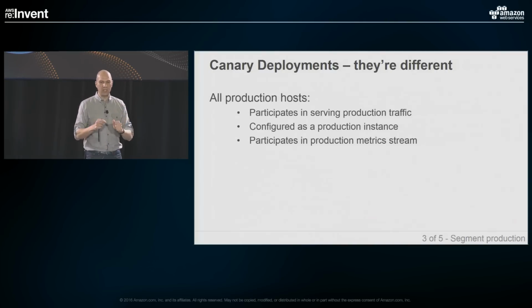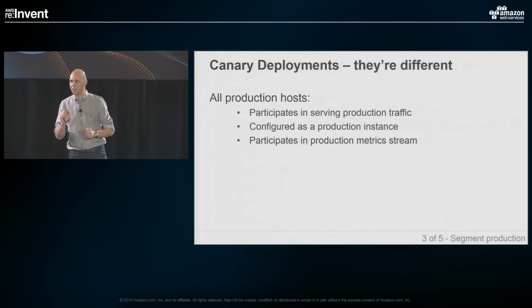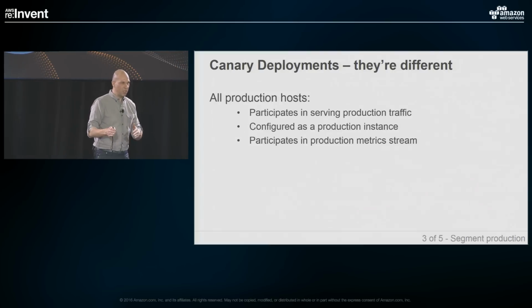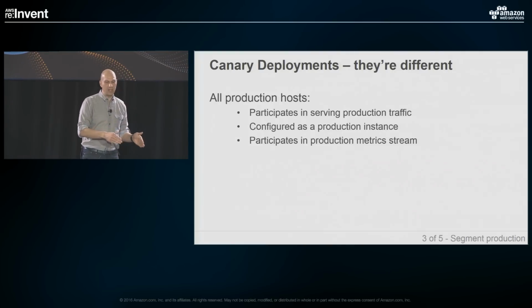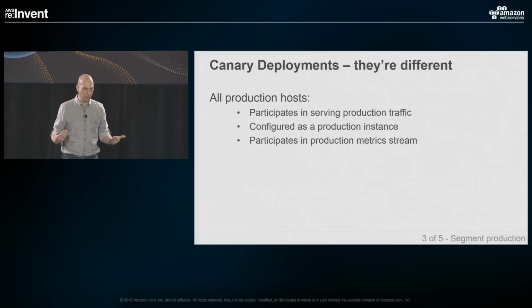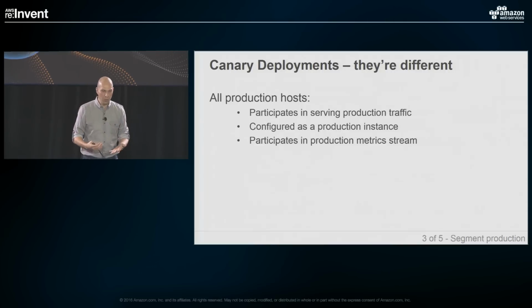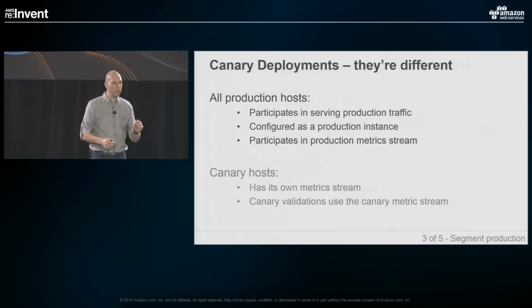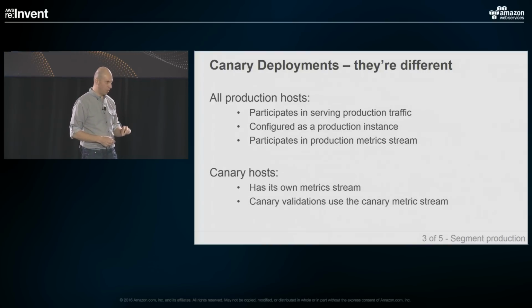So I want to briefly talk about Canary deployments though, because they are slightly different from other segments. Firstly though, the way that they're the same is that they participate in serving production traffic. They're configured as a normal production instance, and they contribute to the normal production metric stream. But they also emit a second metric stream.